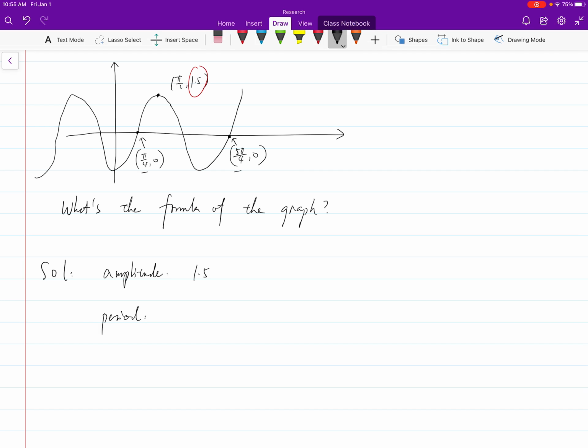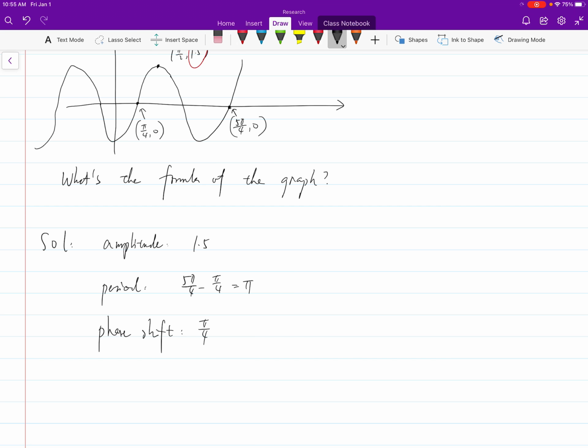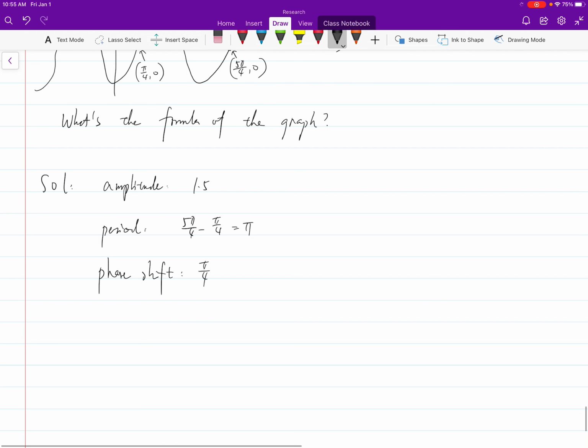Do you know your period? That is going to be going from pi over 4 to 5 pi over 4. That's when you complete one cycle, right? So together, it's going to be, which is just pi. Phase shift, that's where you start. Pi over 4. That's what you read from the graph.